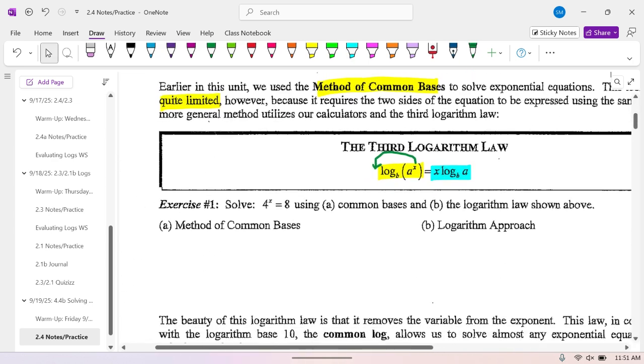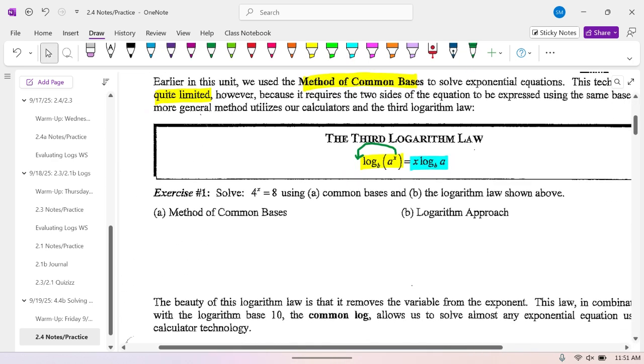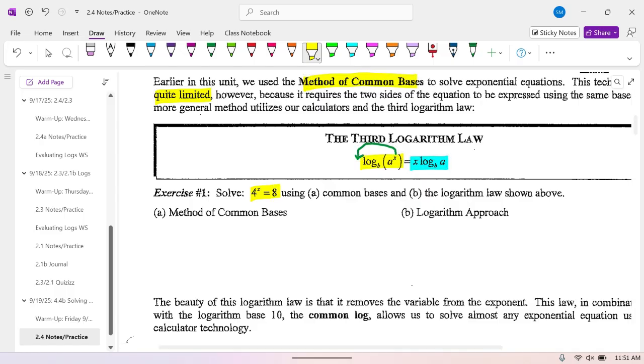So let's look at exercise 1. We're going to solve first for the x power is equal to 8. Now, we're going to do it in 2 different ways. We're going to do the method of common bases first, because that does have a common base. And then I'm going to show you how to do it with the log approach. Either way, we should get the same answer. Whereas the method of common bases you can only use for specific exponentials, the method of logs you can use for any exponential.